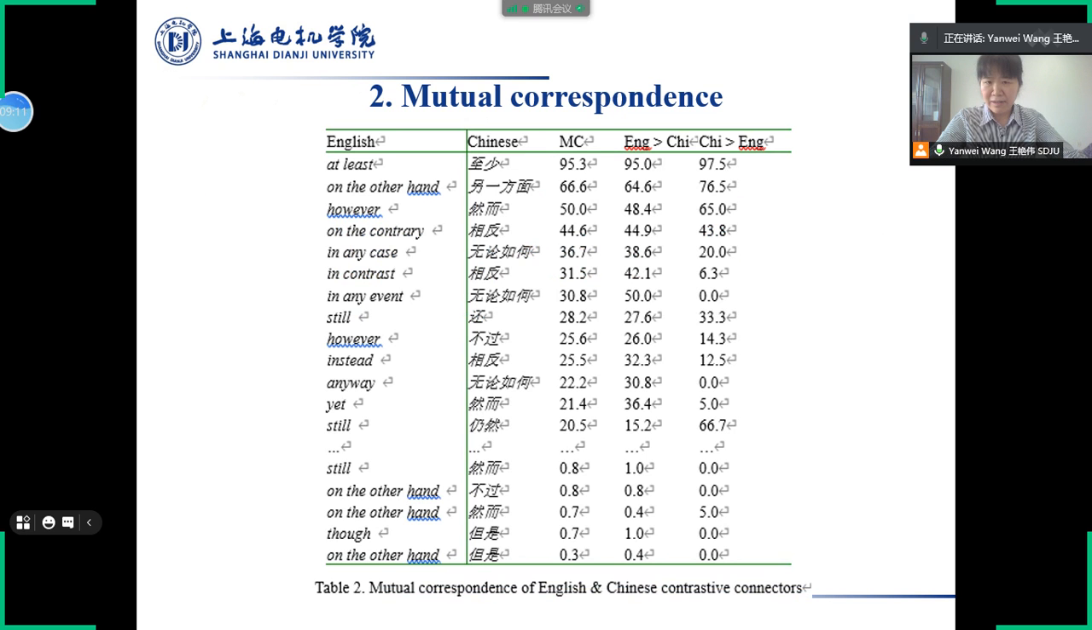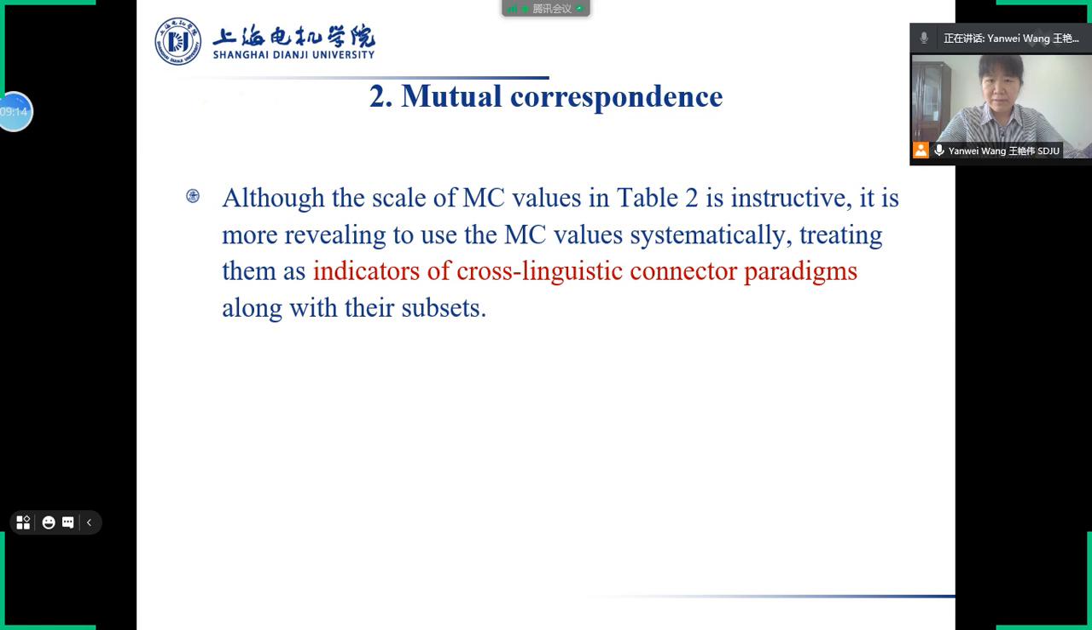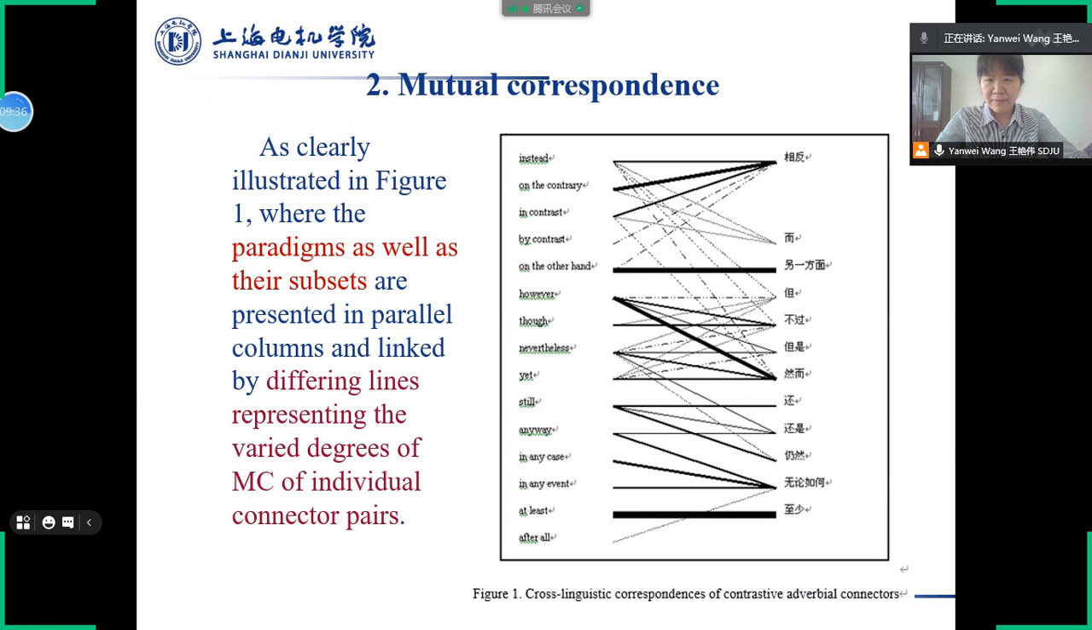What emerges from Figure 1? Although the scale of MC values in Table 2 is instructive, it is more revealing to use the MC values systematically, treating them as indicators of cross-linguistic connector paradigms along with their subsets. As clearly illustrated in Figure 1, the paradigms as well as their subsets are presented in parallel columns and linked by different lines representing the varied degrees of MC of individual connector pairs.